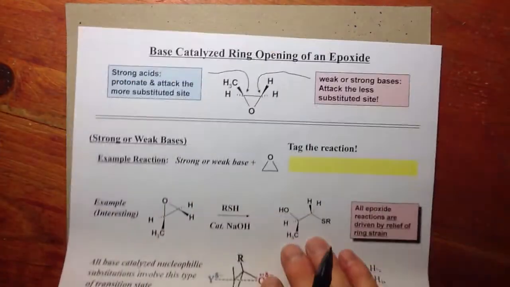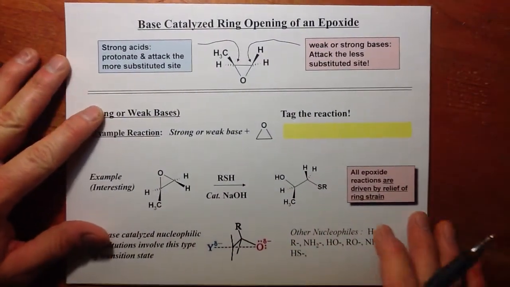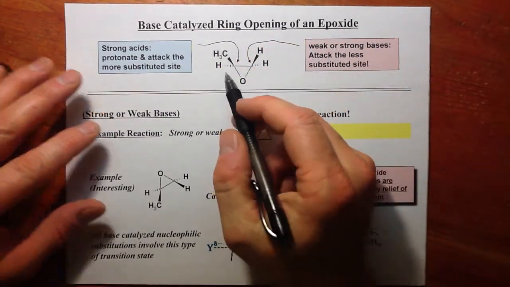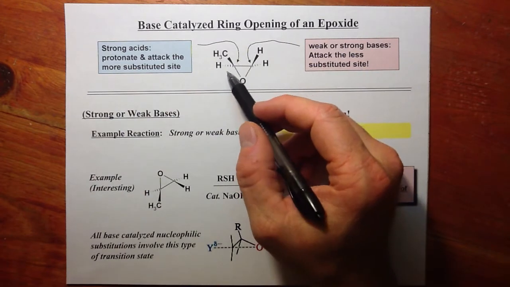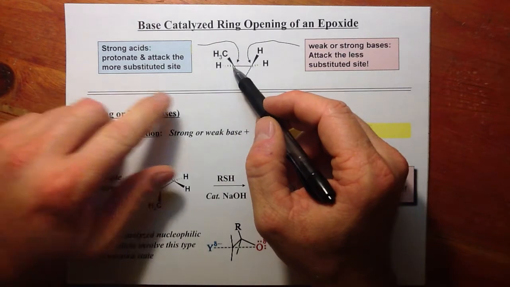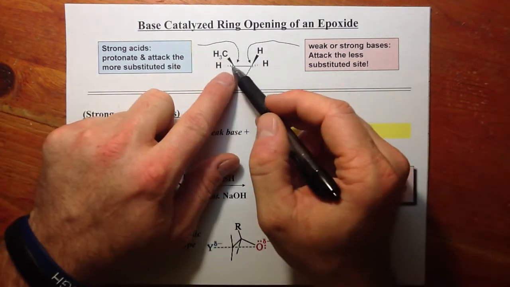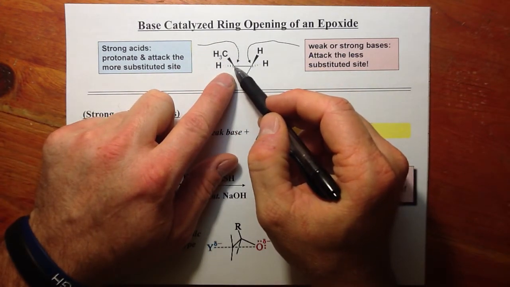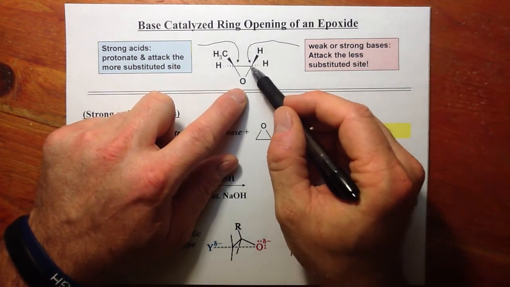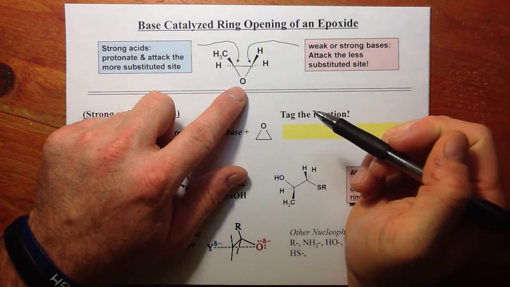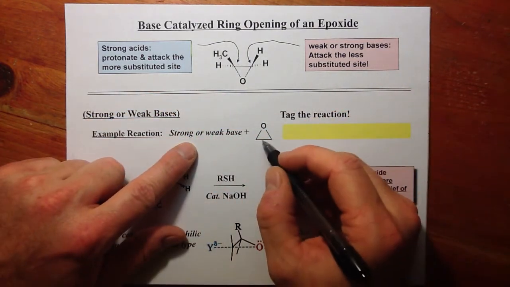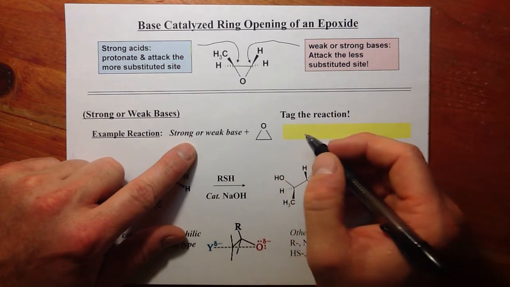All right, we have just two more slides that we're going to quickly move through in talking about how epoxides react. Not how we make them, but how we react with those. Now you remember from the very beginning, we said that if it's acid conditions that we find our epoxide in, this more substituted carbon will be attacked by the nucleophile. And if we're in base conditions, weak or strong base, it's the less substituted carbon that we'll attack. So make sure you tag the reaction. Strong or weak base plus the epoxide, tag the reaction.